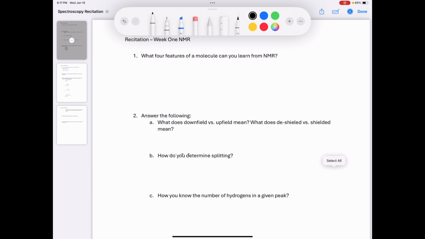Question 1 asks, what 4 features of a molecule can you learn from NMR? So those 4 features are, number 1, the number of unique proton environments. So what I mean by this is the number of signals that show up on the NMR graph. So if there's 2 signals, that is equivalent to 2 unique proton environments.